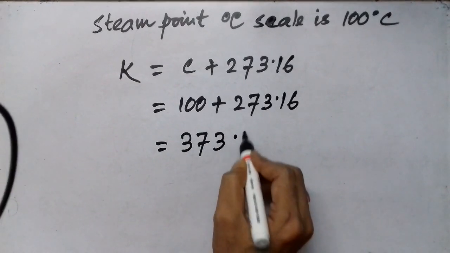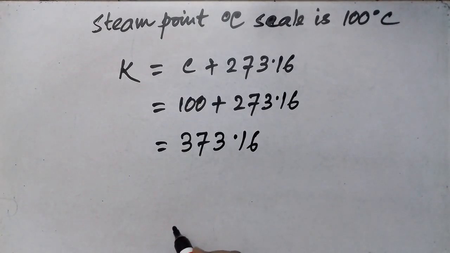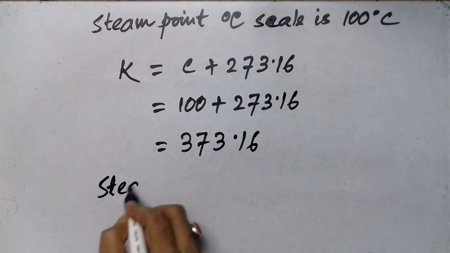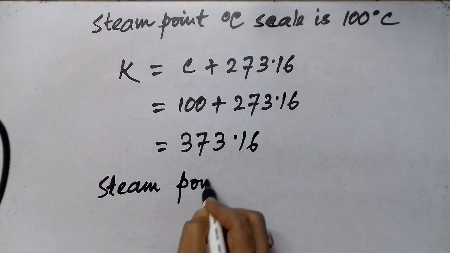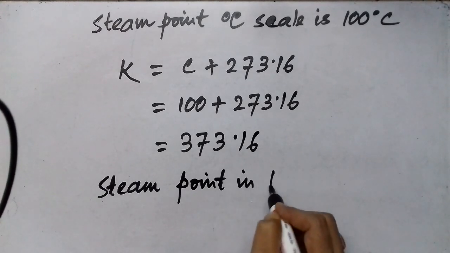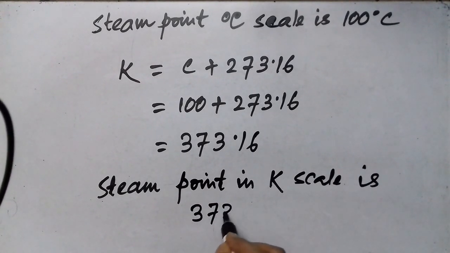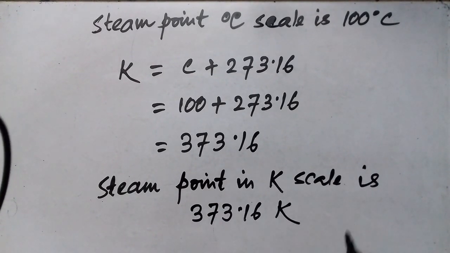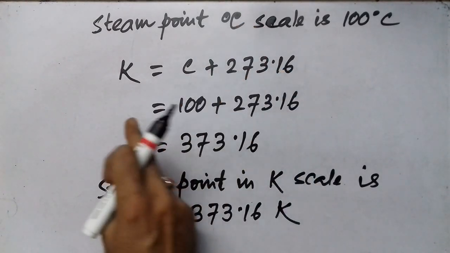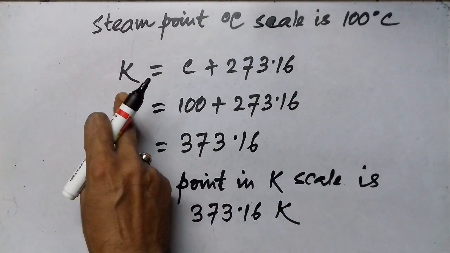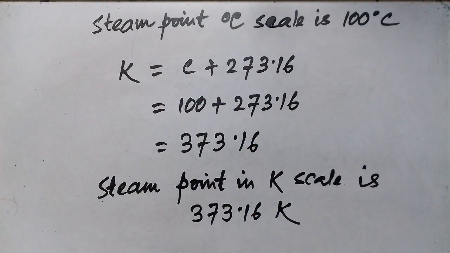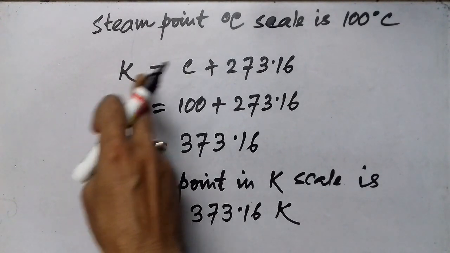The result is 373.16. So steam point in Kelvin scale is 373.16 Kelvin. This way we can convert the measurement in degree Celsius scale to Kelvin scale. Now in next part of the video, we will learn how to convert Kelvin to Celsius.